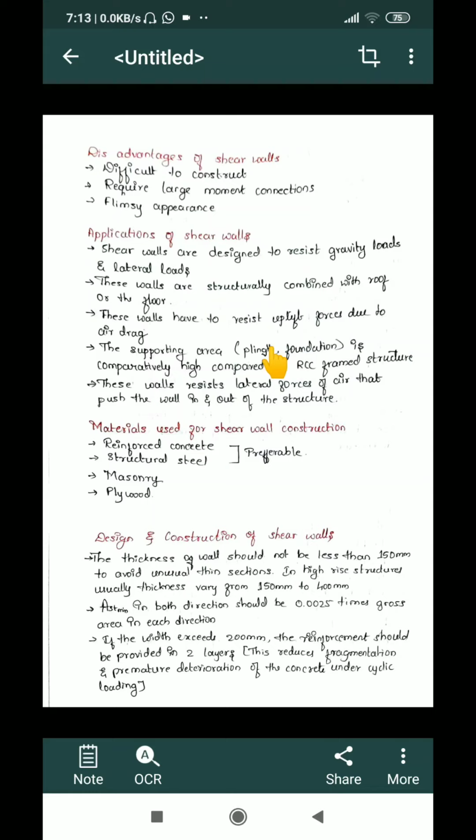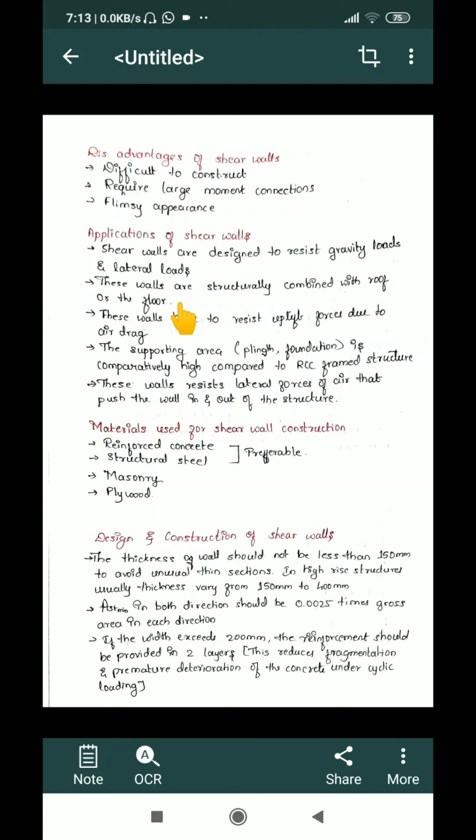Next one is why or where we apply shear walls, or where we require shear walls. Shear walls are designed to resist gravity loads as well as lateral loads, especially lateral loads. So wherever the lateral loads are comparatively higher, we provide shear walls. These walls are structurally combined with the roof or the floors.